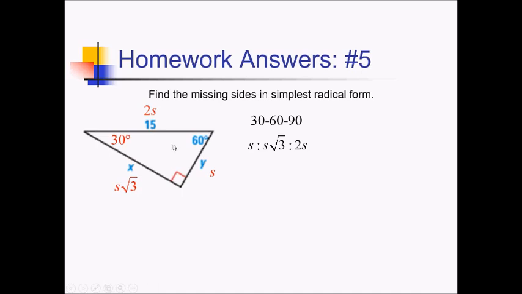The only one of these values we have is the hypotenuse. They said that was 15. So 2s and 15 are the same. To solve for s, I just have to divide by 2, giving me 15 over 2. Now that I've got s, let me plug that back in to get x and y. We'll go alphabetically, so let's find x first. That equals s radical 3. Since we just found s was 15 over 2, x is going to be 15 radical 3 over 2. Now for y, y equals s, so y is just 15 over 2.